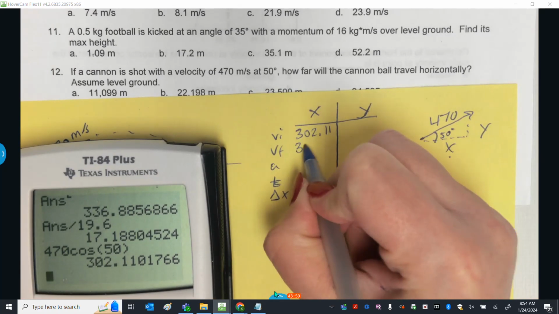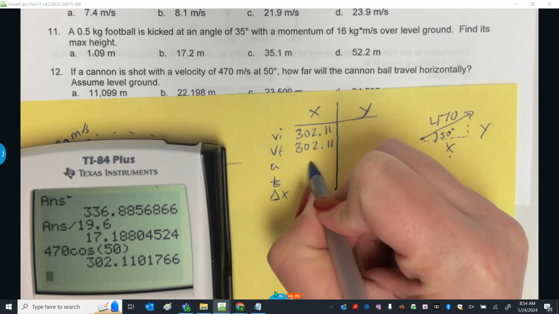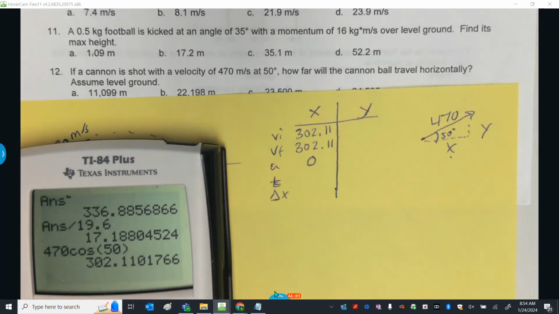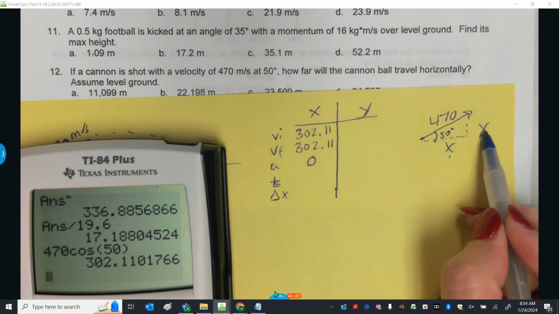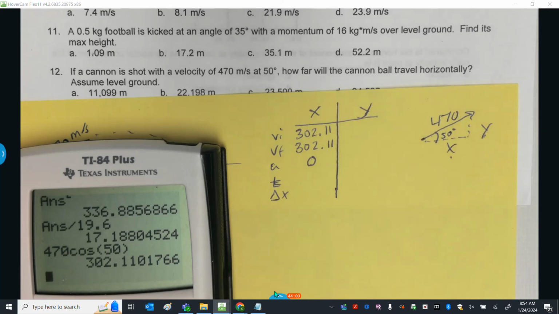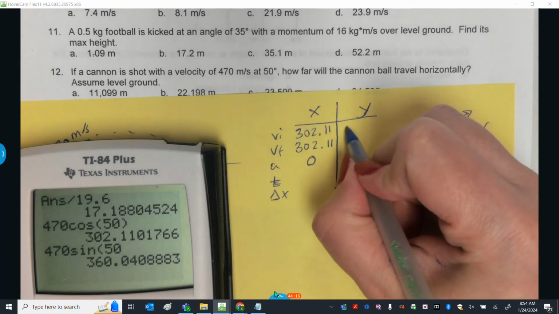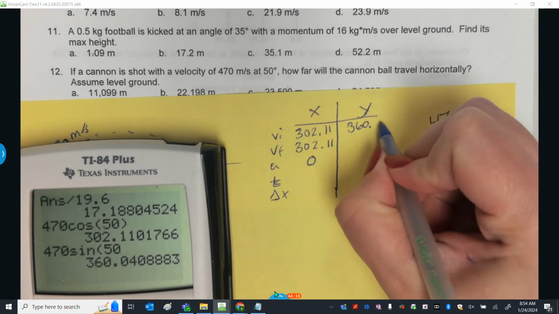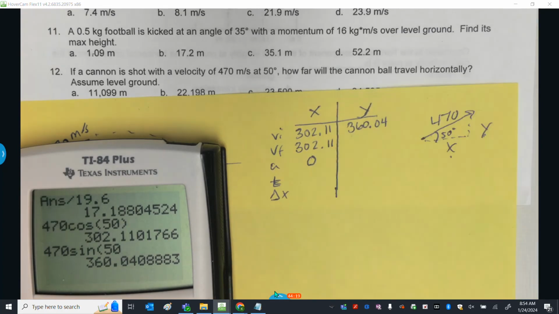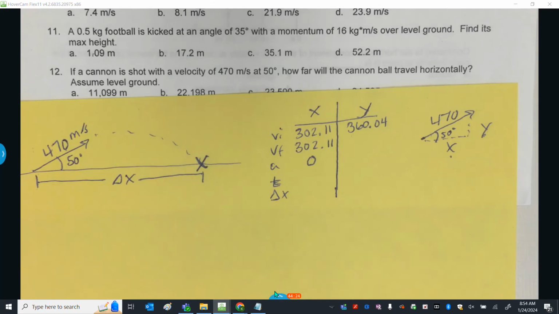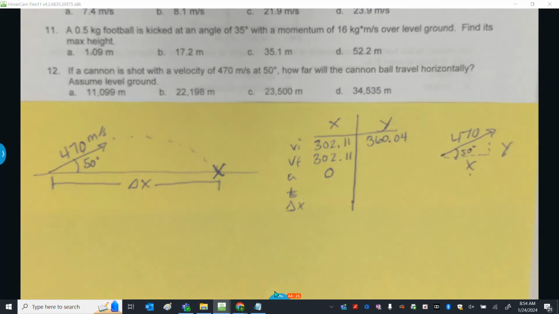Horizontally, my velocity will remain constant the entire time because there's no acceleration. So I can fill that in like that. Vertically, I'm going to use sine because this is opposite my angle. So I'm going to say 470 times sine of 50 degrees. And I get 360.04. That is my initial vertical velocity. All right, so again, if you have it at an angle, find the components.